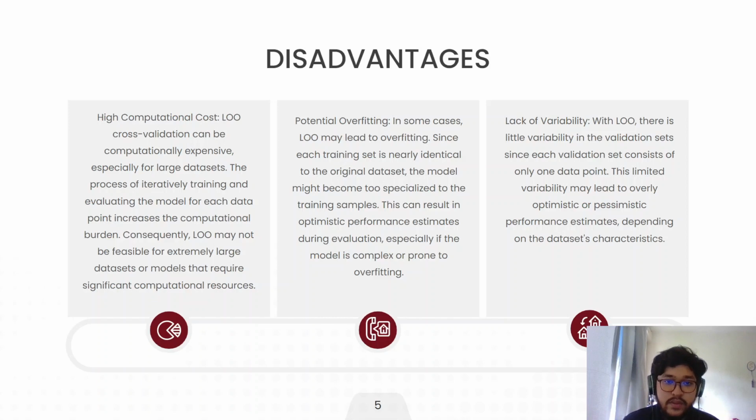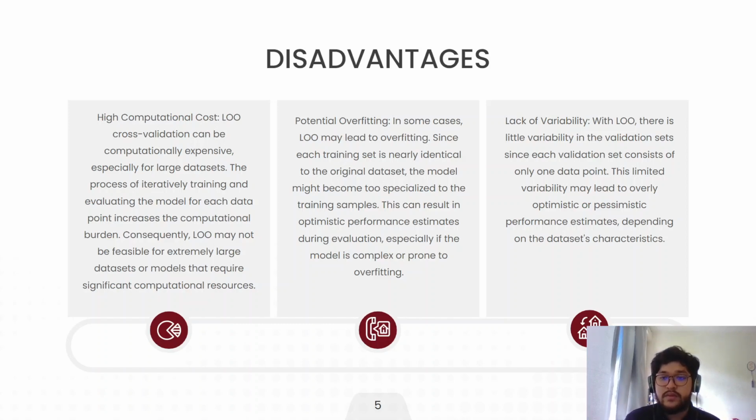The other disadvantage is potential overfitting. In some cases, leave one out may lead to overfitting. Since each training set is nearly identical to the original dataset, the model might become too specialized to the training samples. This can result in optimistic performance estimates during evaluation, especially if the model is complex or prone to overfitting.